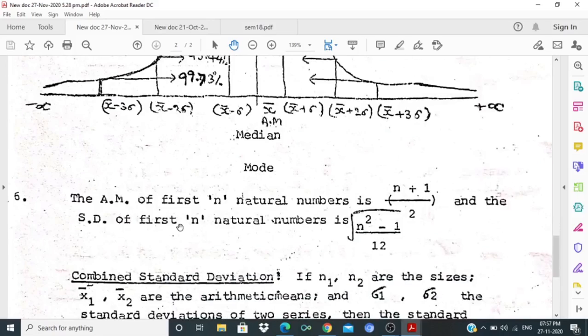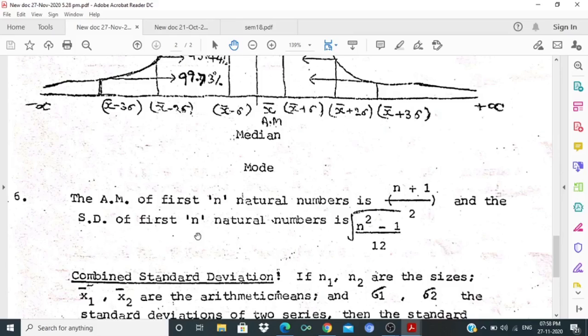The arithmetic mean of the first n natural numbers is (n plus 1) by 2. We know that the sum of the first n natural numbers is n into (n plus 1) by 2, and the mean is that divided by n, since there are n observations. The n and n get cancelled, and (n plus 1) by 2 remains. So the arithmetic mean of the first n natural numbers is (n plus 1) by 2.